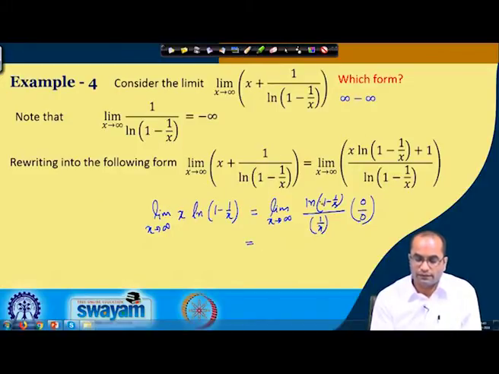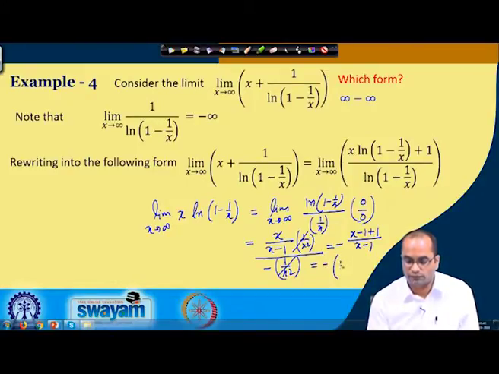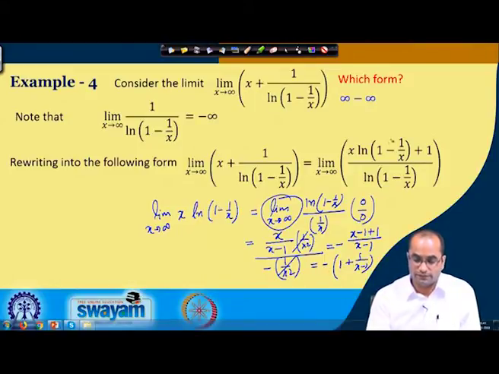So, here ln 1 minus 1 over x will become the derivative x over x minus 1, and the derivative of this term which is 1 over x square, and then we have here also 1 over x square with minus sign. So, this gets cancelled, and then we have with minus sign x and then minus 1 plus 1 divided by x minus 1. So, which we can write down as 1 plus 1 over x minus 1, and when limit x goes to infinity, this goes to 0 and we get this limit as here minus 1.